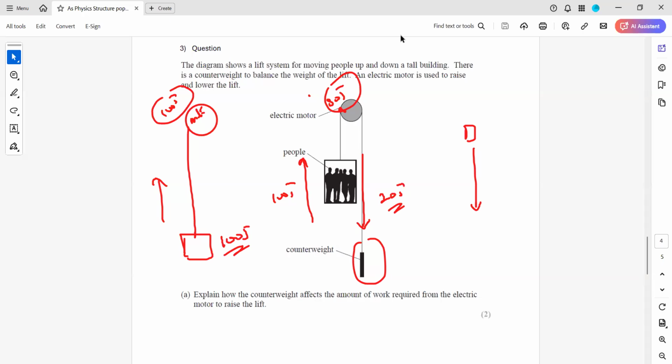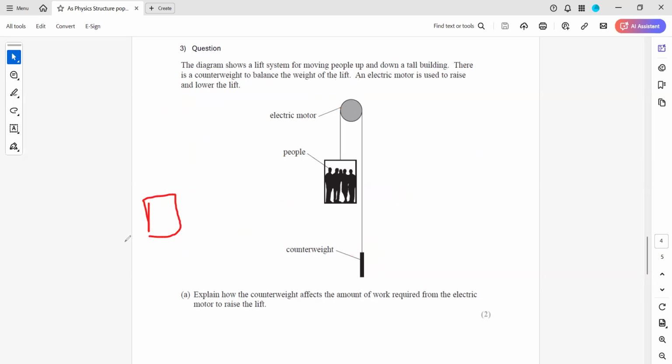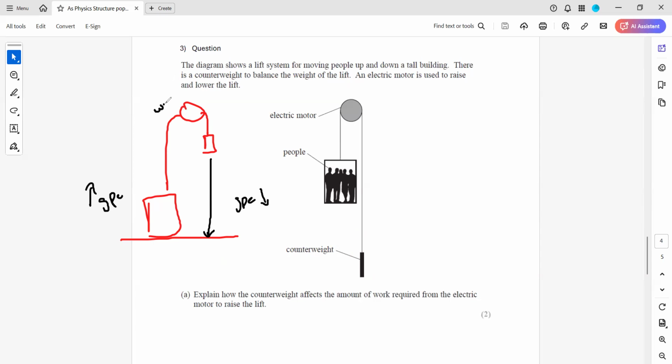So if I want to lift an object, in short, let's say we have a lift, a motor, and a counterweight. When this counterweight goes down, its gravitational potential energy will decrease. What will happen to this gravitational potential energy? That will be transferred to the lift, so the lift will move upward. Plus, additional work is done by the motor.